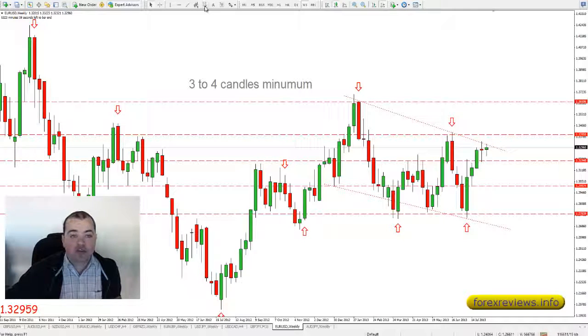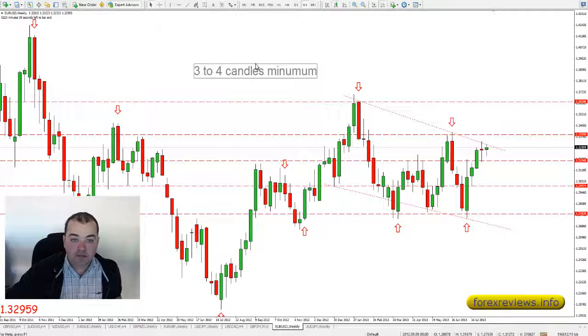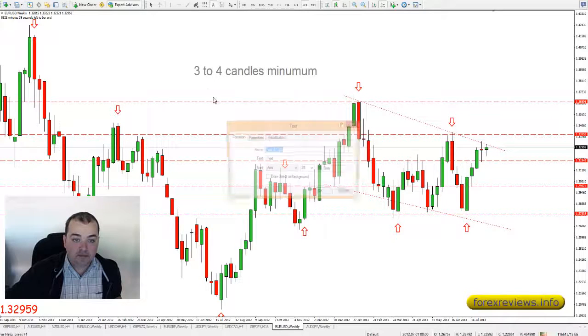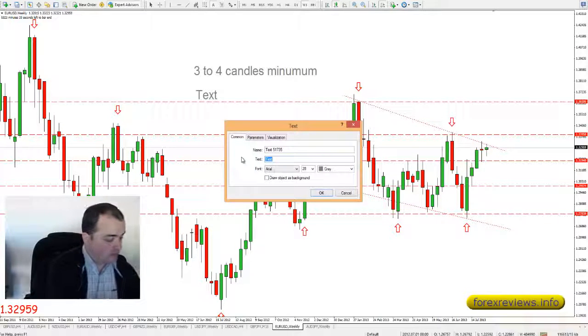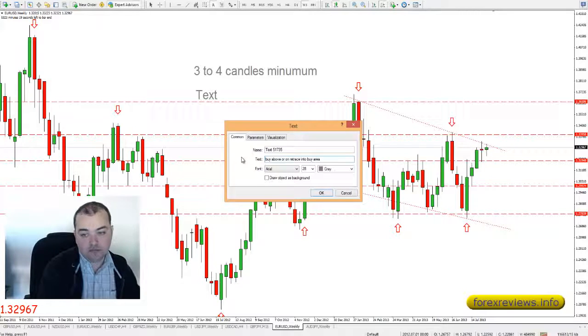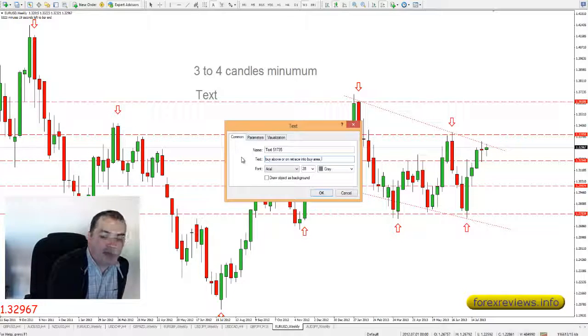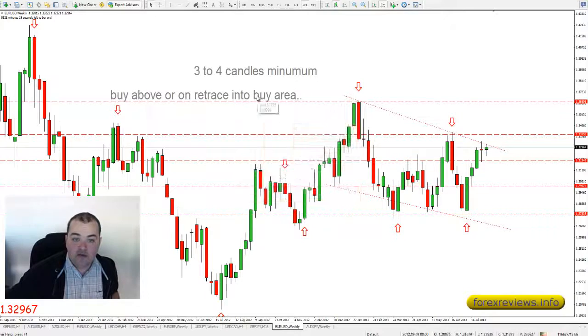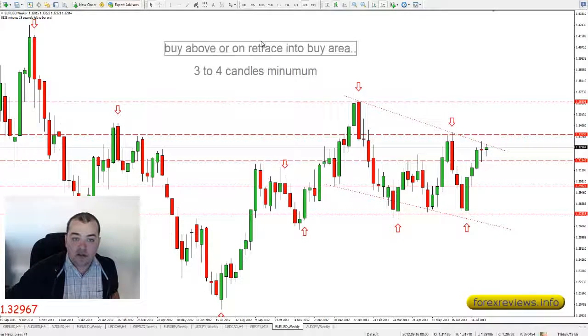But what's the second rule? Let me write it down. Buy above, or on retrace into the buy area. I'll explain that in my future video on how to trade these. So you're either buying above the candle or you're buying on a retrace.